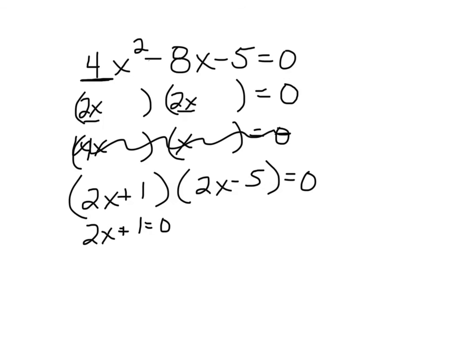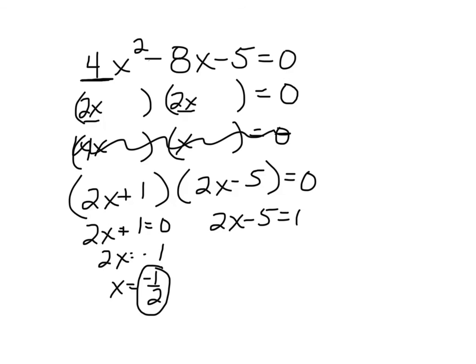2x plus 1 is equal to 0, which means 2x is equal to negative 1, and x is equal to negative 1/2. That would be one possibility. And if I set 2x minus 5 equal to 0, I would get 2x is equal to 5, which means x would be equal to 5/2. Both of these do work, and you can certainly solve this by factoring, as I have done here.